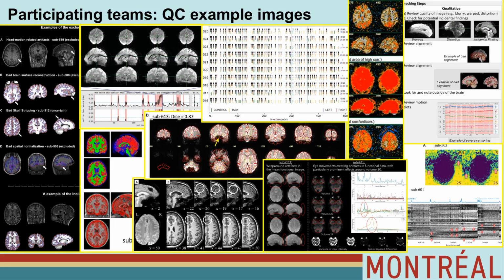Just as an example of the kinds of QC images and sometimes scary things that might exist in your data, there were checks for alignment, stimulus timing, motion effects, acquisition artifacts, all sorts of things. So check out the articles for a detailed description of all these.